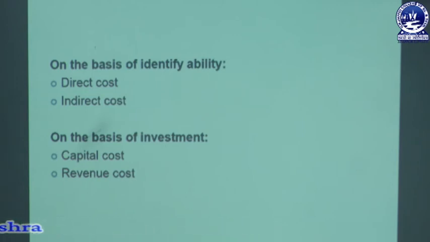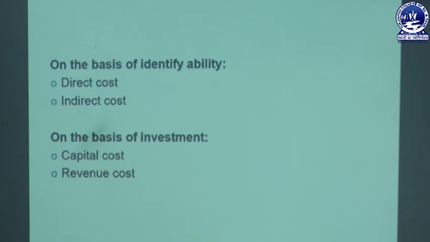But indirect cost means the cost which is not directly involved, but is indirectly associated with producing the product. Then on the basis of investment, one is capital cost, the second is revenue cost. Capital cost means the cost incurred or contributed by the owner, one type of fixed expenditure that is made at a time, a huge amount, but the benefit arises over several years. That is capital cost.